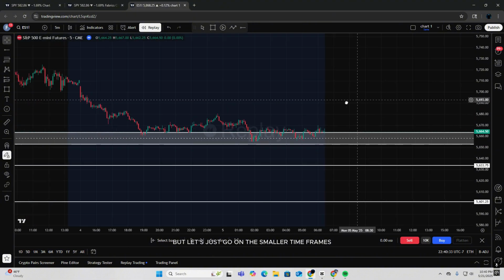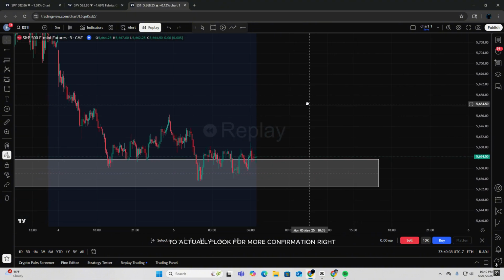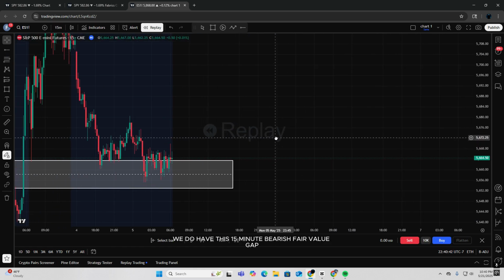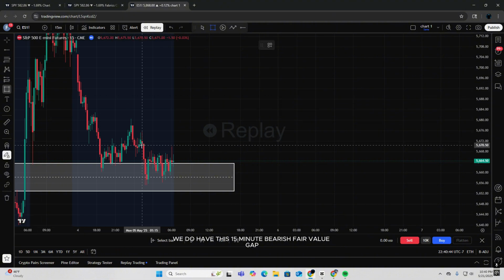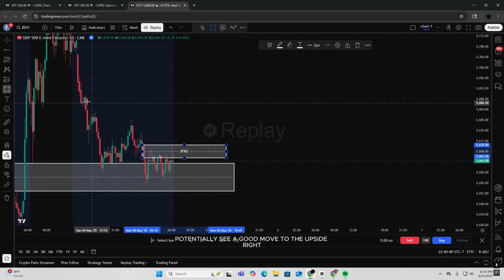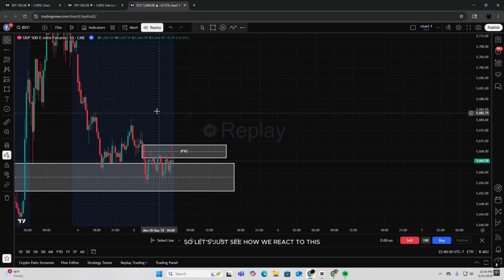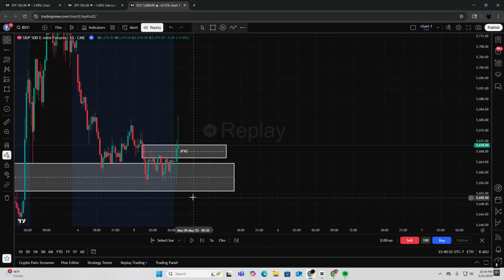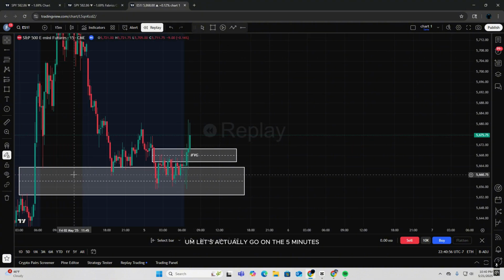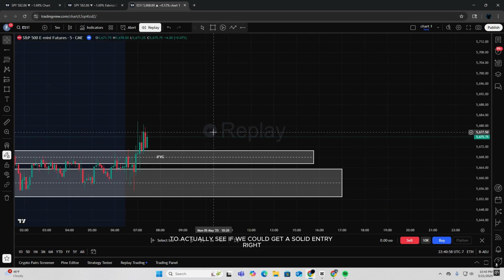But let's just go on the smaller time frames to actually look for more confirmation, right? So on the 5 minute, we really don't have too much. Let's go on the 15 minute. We do have this 15 minute bearish fair value gap where if we inverse this, then yeah, we could potentially see a good move to the upside, right? So let's just see how we react to this. We got a first inverse right there, right? Let's actually go on the 5 minute to see if we could get a solid entry.